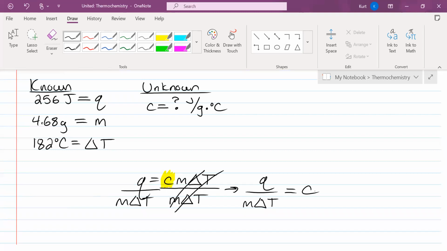If it releases that much, then it is a negative value. That's called exothermic, and it's negative, and endothermic is positive.